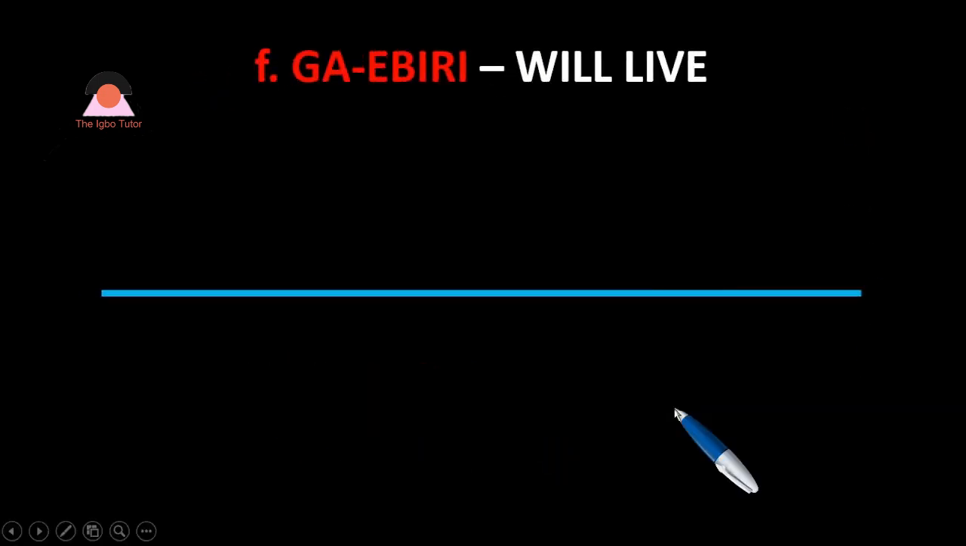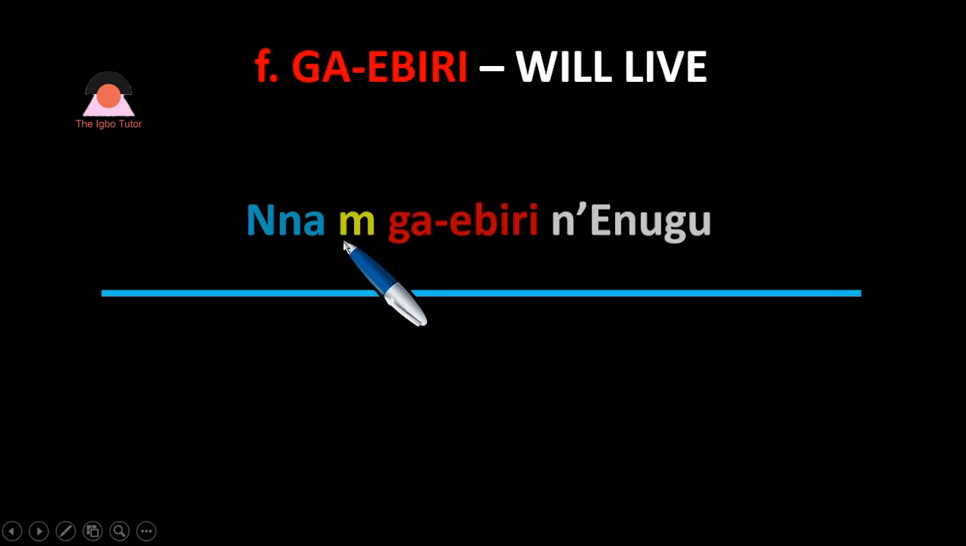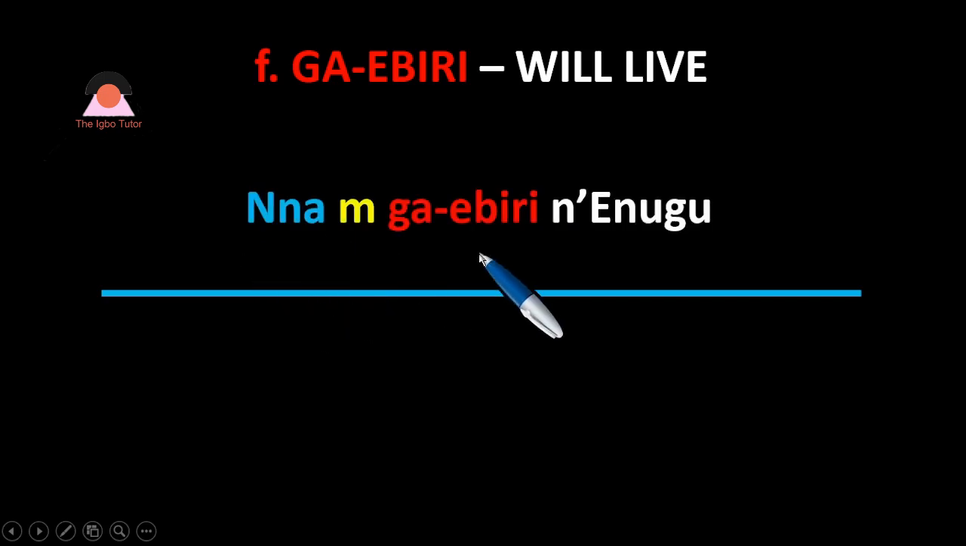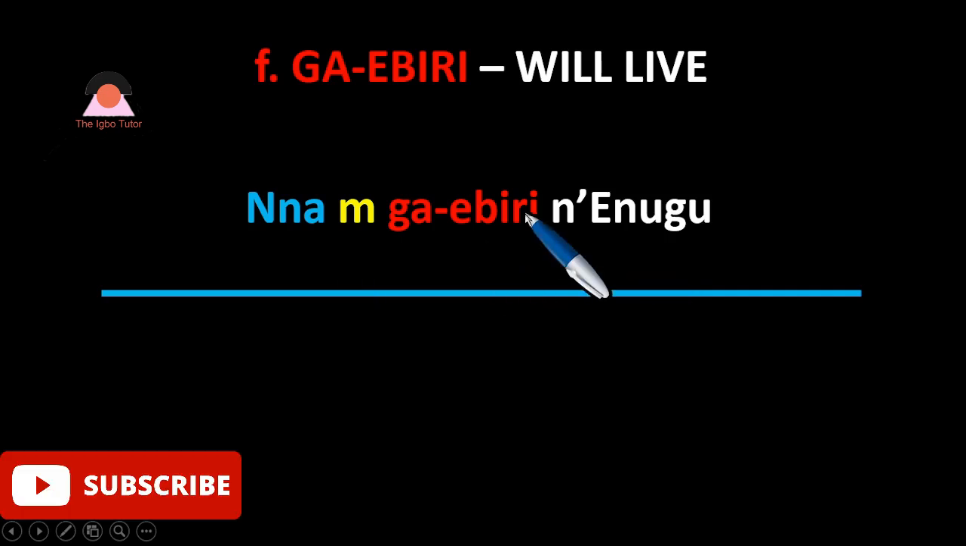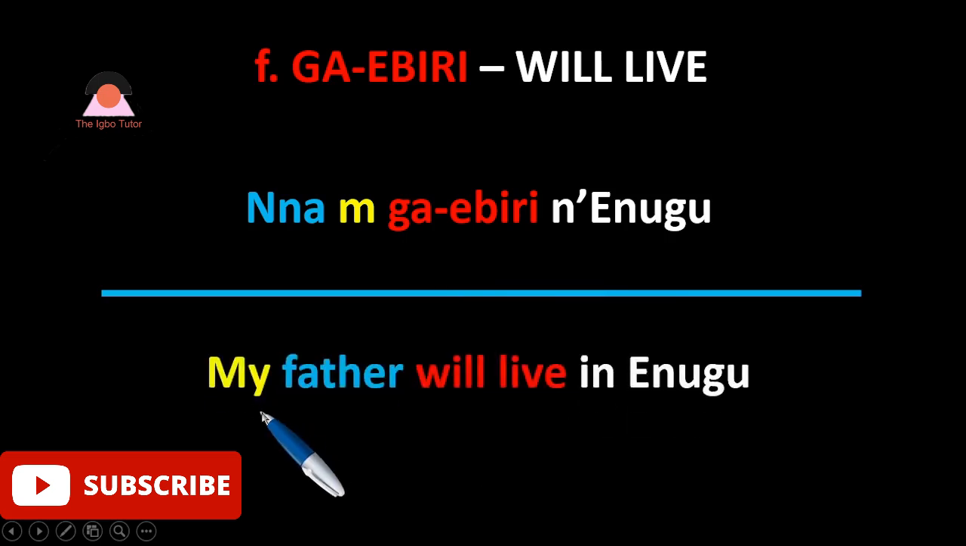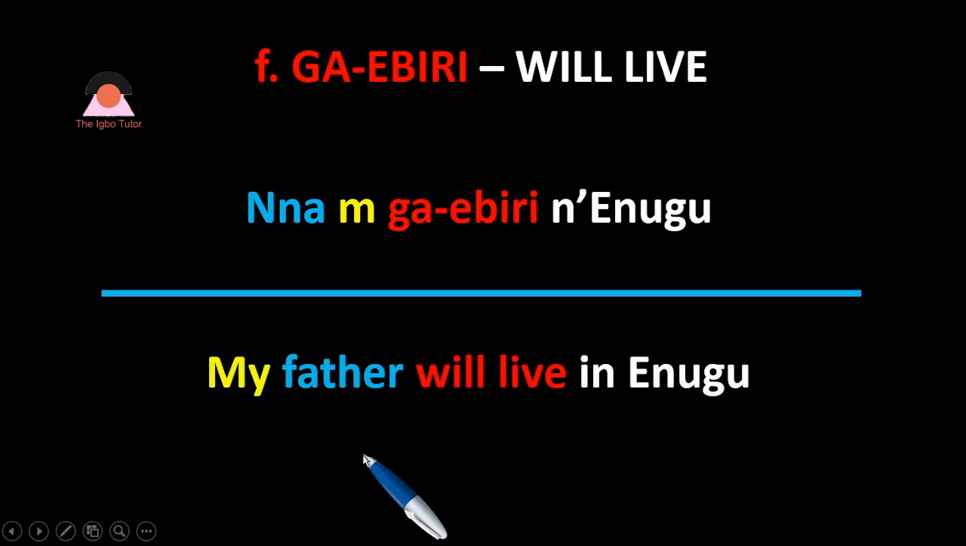Move on to the next one. Ga-ebi or ga-ebiri, will live. We can remove the ri and use ga-ebi, it is still correct. So let's have our sentence. Nnam ga-ebiri n'Enugu. You can say Nnam ga-ebi n'Enugu and you'll still be right. Okay, removing the ri at the back here. So this means my father will live in Enugu. Nnam ga-ebiri n'Enugu or ga-ebi n'Enugu.